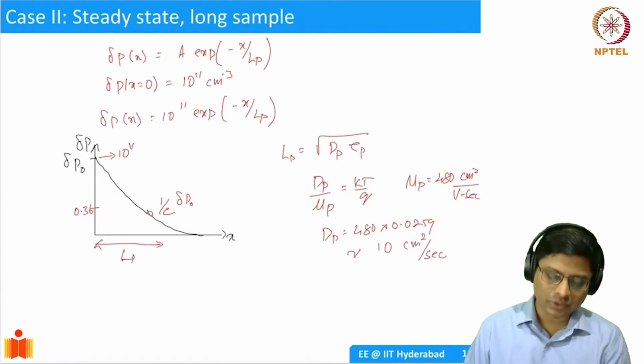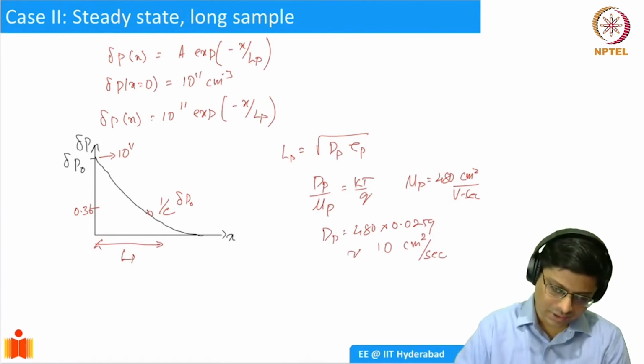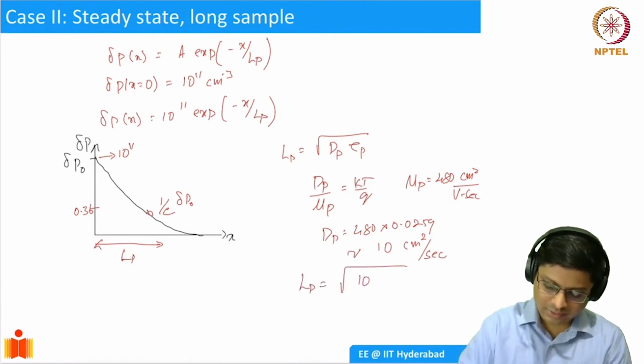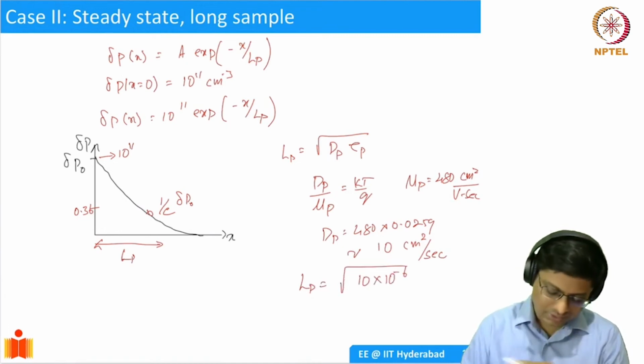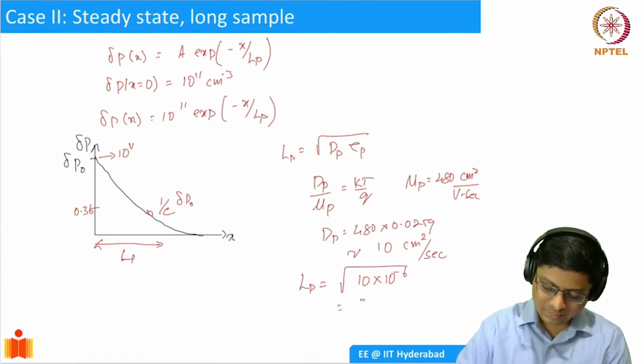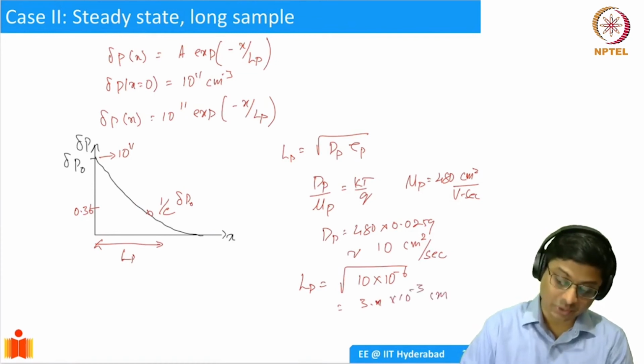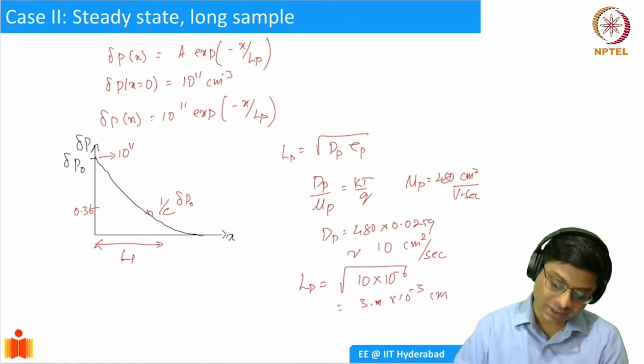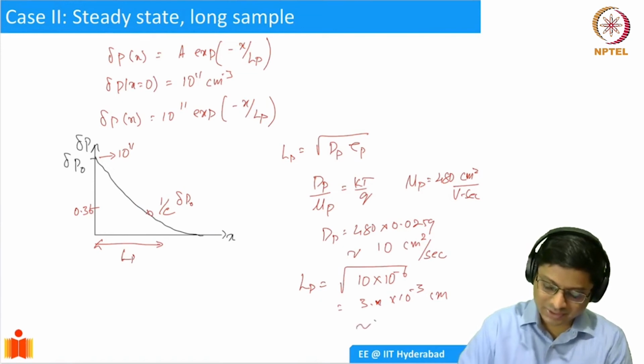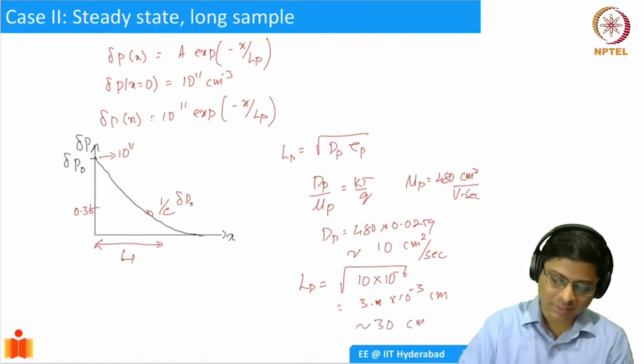So now with this, your LP is going to be the square root of 10 times 10 power minus 6. So it's going to be 3 point something into 10 power minus 3 centimeters. Remember, this is always centimeters, so you have to add the unit. So it will be approximately 30 micrometers.